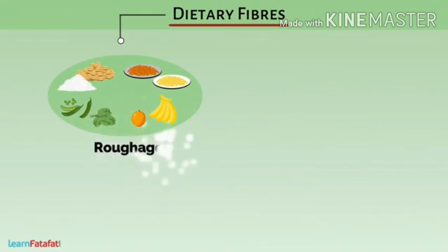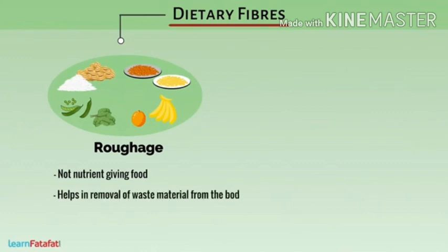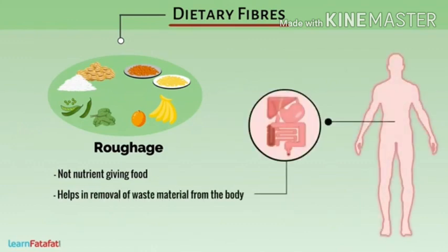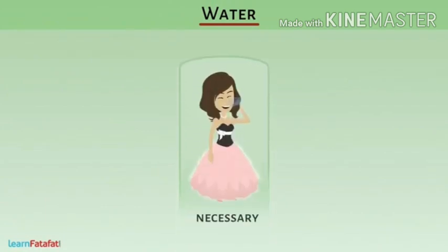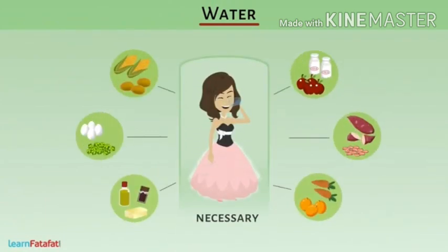Dietary fibers. These are also called roughage. It is not a nutrient-giving food, but it helps in the removal of waste material from the body. Dietary fibers help to keep the digestive system healthy, and we get them from food grains, pulses, fruits, vegetables. Water. Water is necessary for obtaining nutrients from the food.